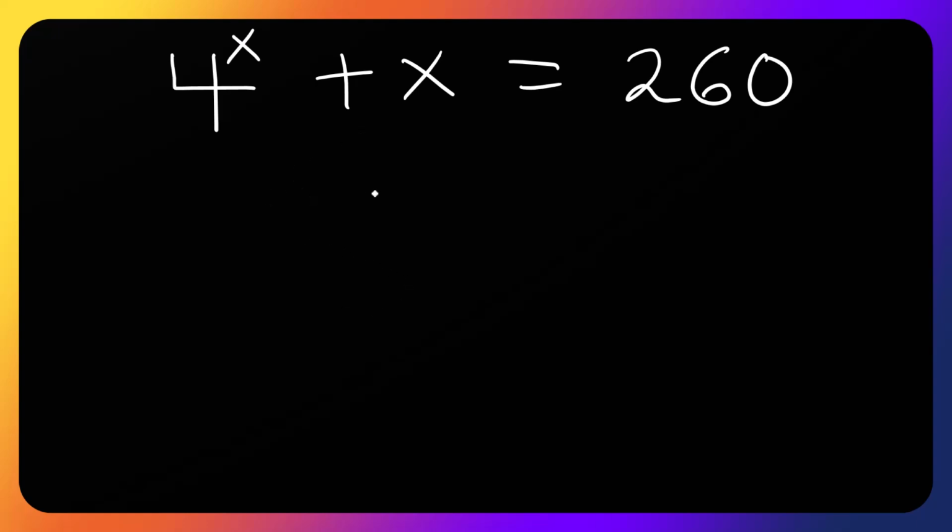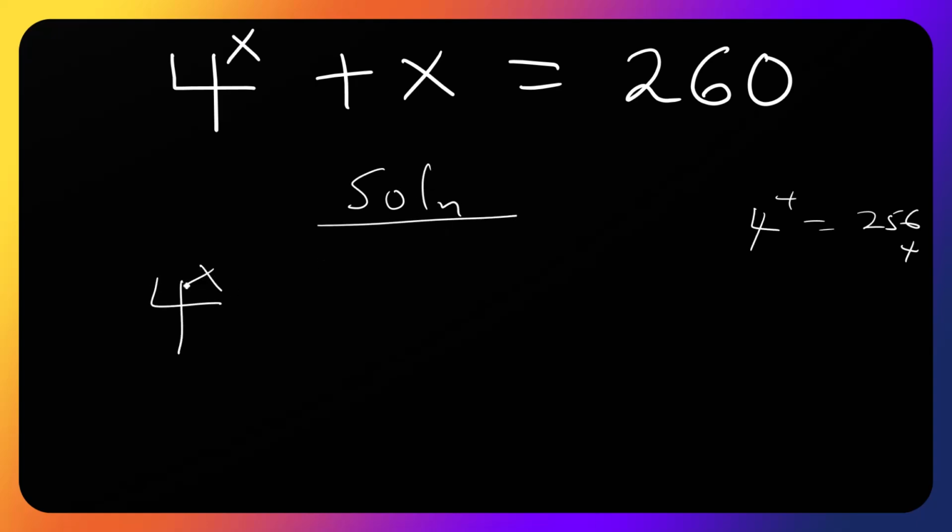All right, now when I plug in 4, 4 to the power 4 will be 256, so plus 4 will be 260. So the correct answer is x equals 4. But how do we solve for x? That is where the problem lies, okay?